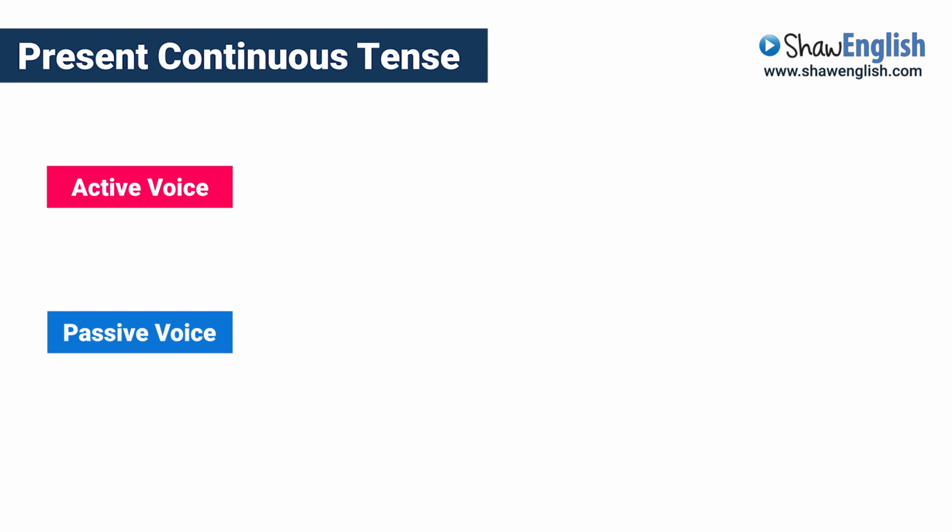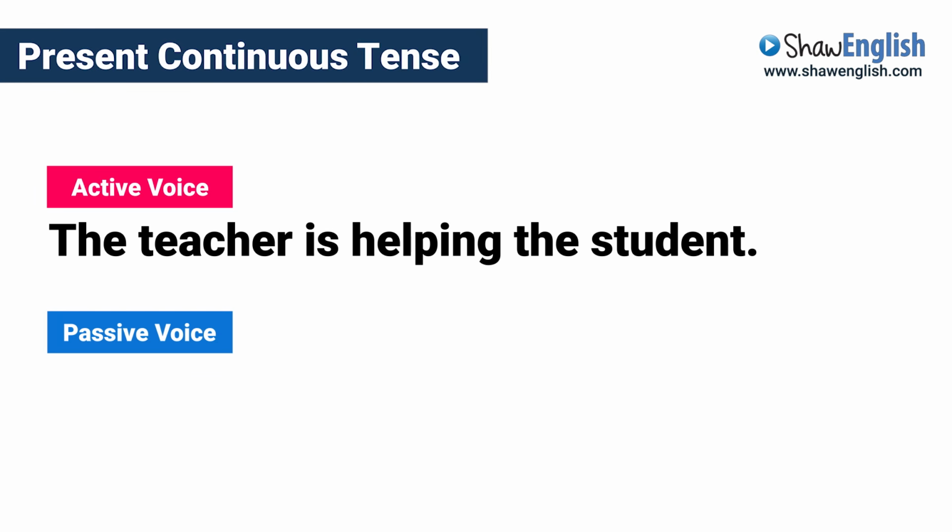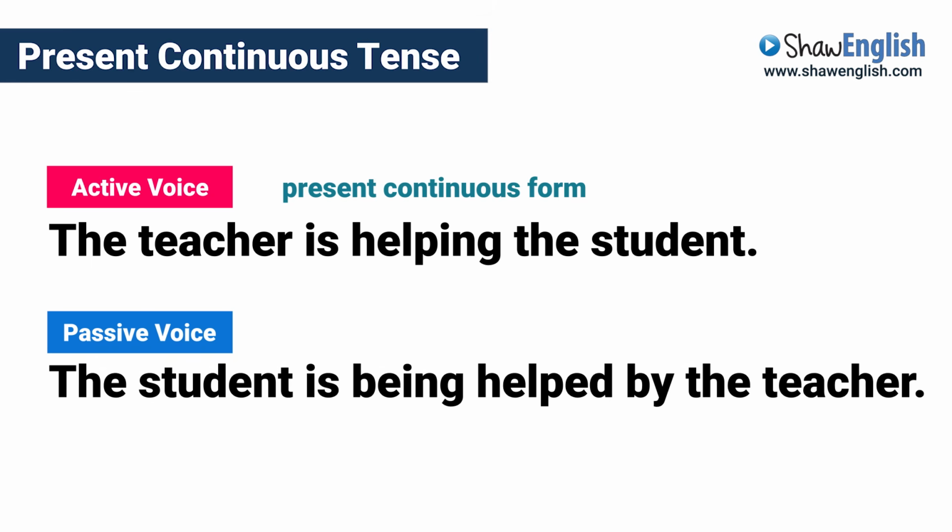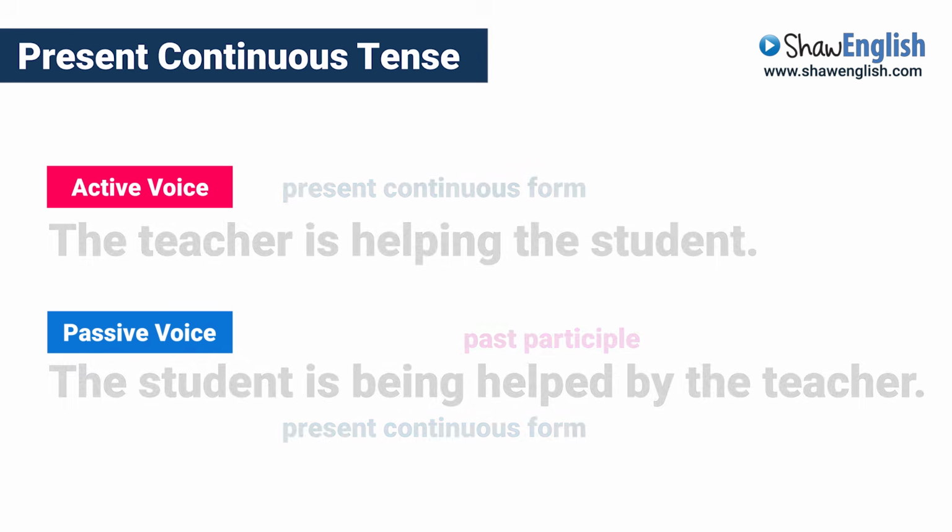Let's look at present continuous. The teacher is helping the student. Ooh, there's that ing again. And we'll switch that over to the student is being, and there's the present continuous back with us in our to be verb. Helped, there is our past participle by the teacher.